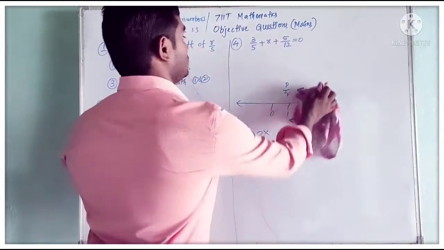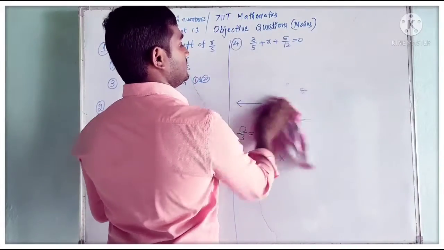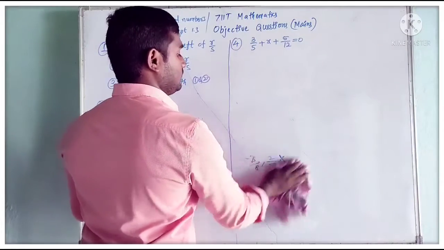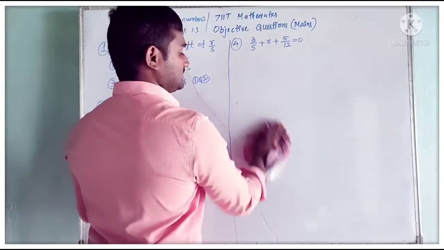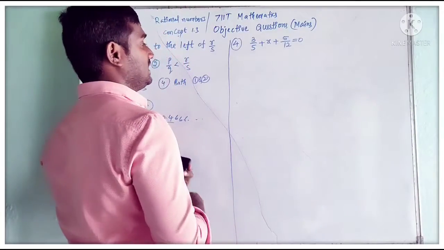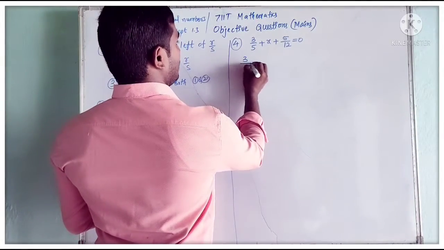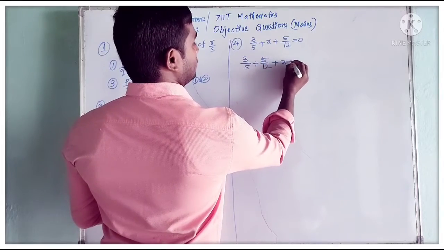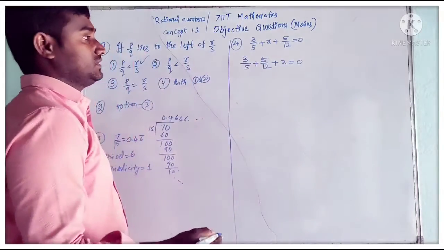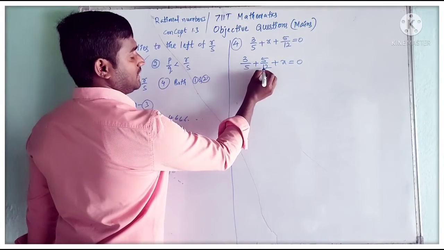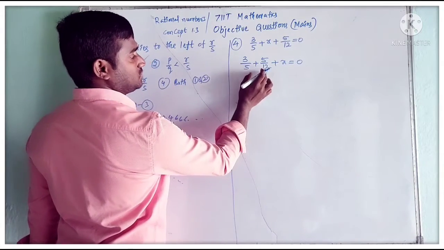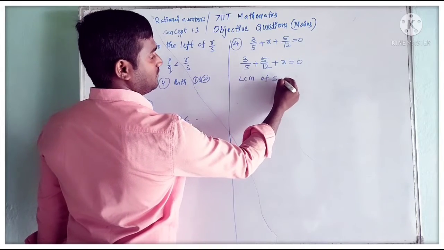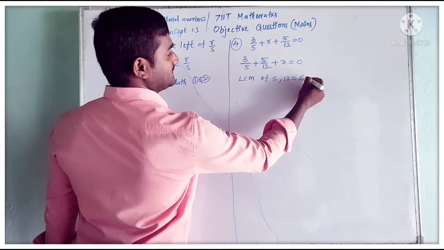Next we have the fourth question: if 3 by 5 plus x plus 5 by 12 equals 0, then find the x value they are asking. So I am writing 3 by 5 plus 5 by 12 together, plus x equal to 0. Now it is 3 by 5 plus 5 by 12. We can add these two first. So LCM of 5 comma 12 equals 60.